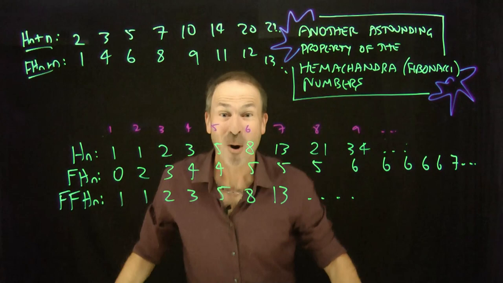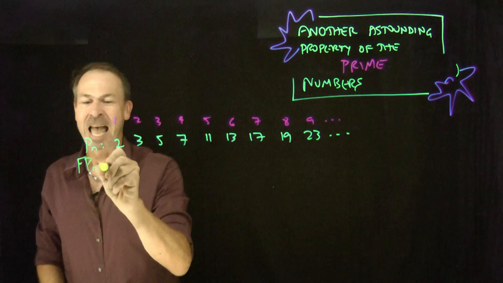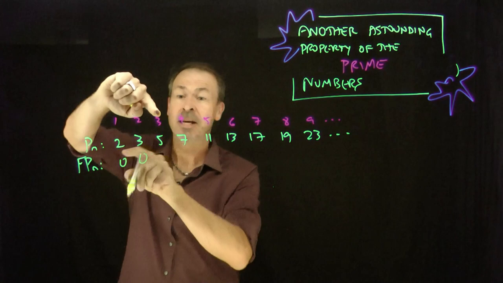Okay, it turns out the prime numbers have this amazing property too. Here's the sequence of the prime numbers. Let's work out the frequency sequence of the prime numbers. How many of these prime numbers are smaller than 1? None of them. How many smaller than 2? None of them. How many smaller than 3? Just one of them. How many smaller than 4? It looks like just 2 of them.